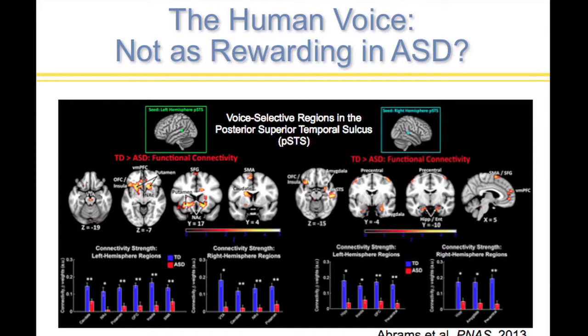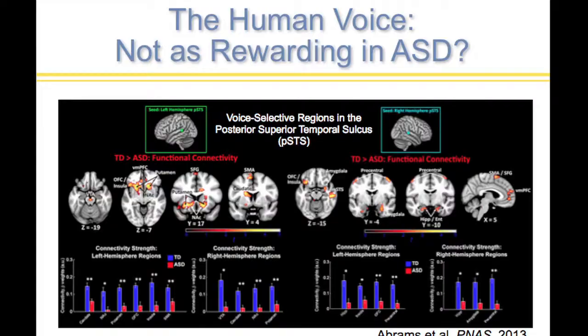They basically zoomed into those two regions that I mentioned in the posterior superior temporal sulcus that have been shown in several studies to have this very strong preferential response to the human voice. And then they sought to identify with what other regions these two hubs were connected. And they did this in a sample of individuals with autism and in neurotypical controls.